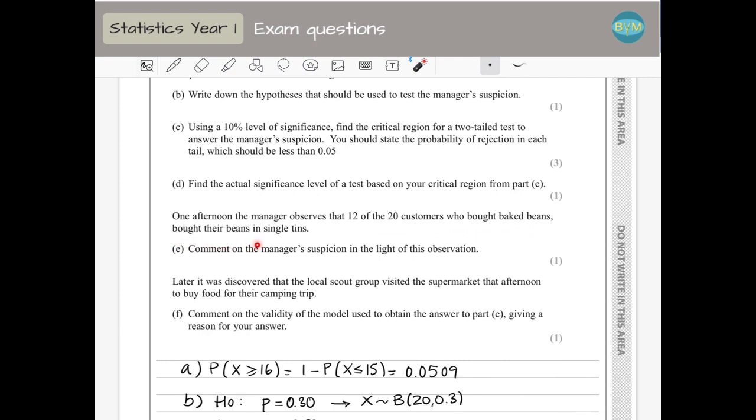Then one afternoon, the manager observes that 12 out of the 20 customers who bought baked beans bought their beans in single tins. Comment on the manager's suspicion in the light of this observation. So we are going to make a decision.